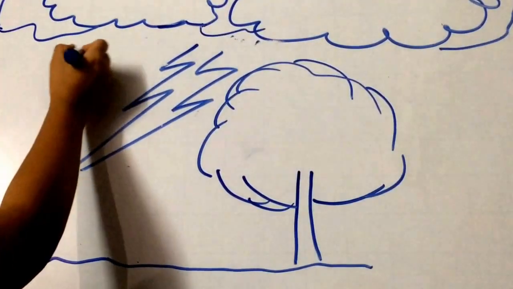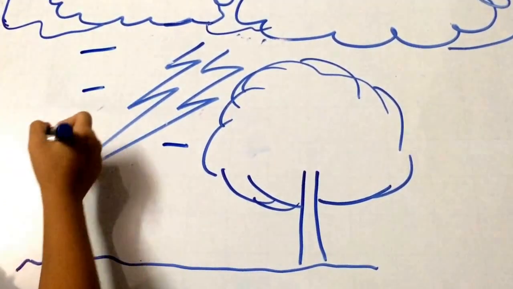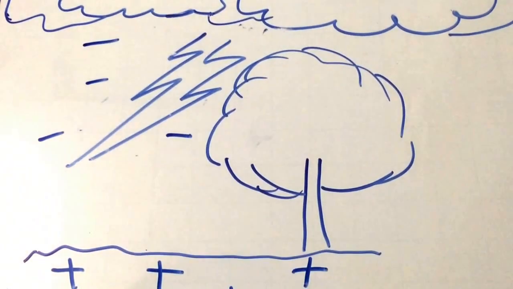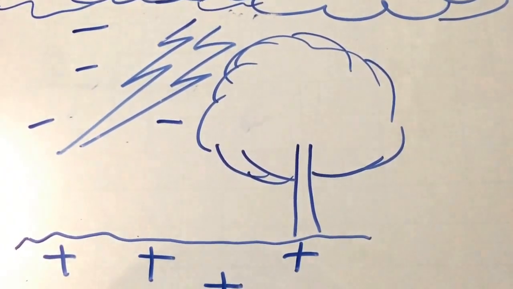Lightning has a negative charge and the ground has a positive charge. They both have different charges. That's why lightning is so powerful.